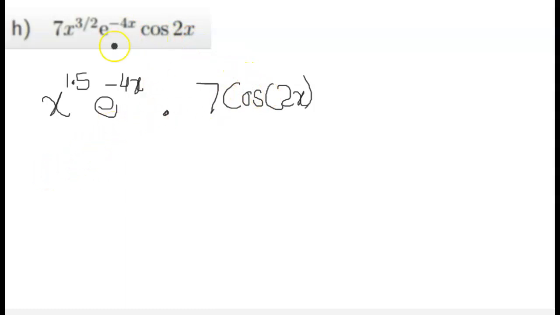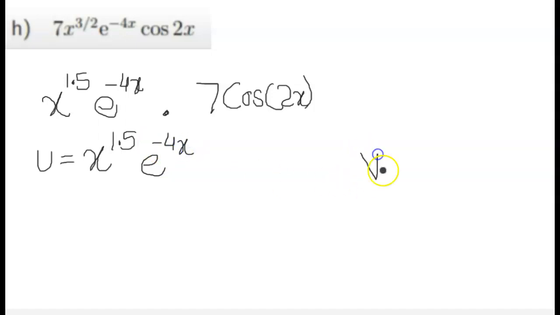Now I'm just going to take that one as a u and that one as a v. So my u is x to the power 1.5 e to the power minus 4x. And my v is 7 cos 2x.